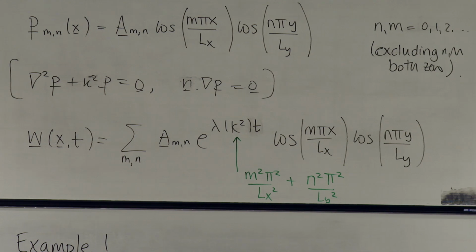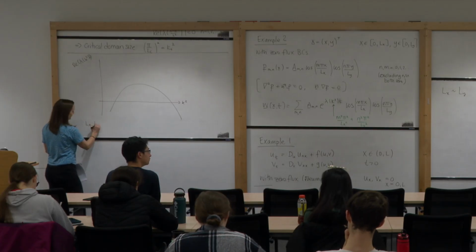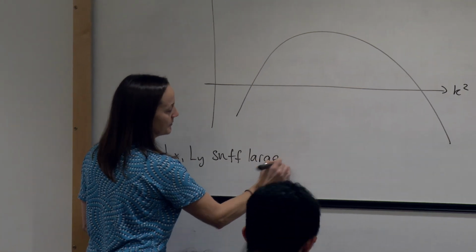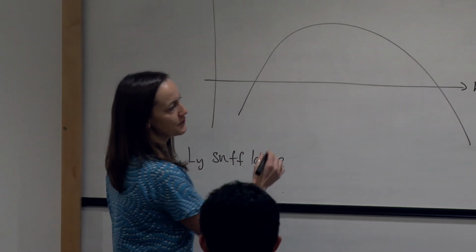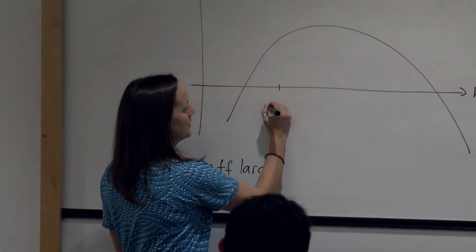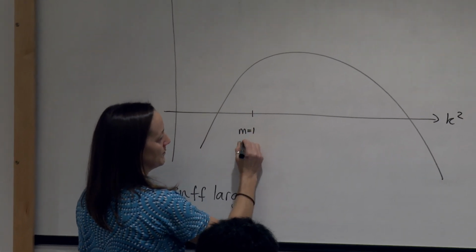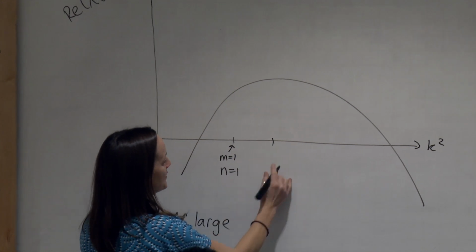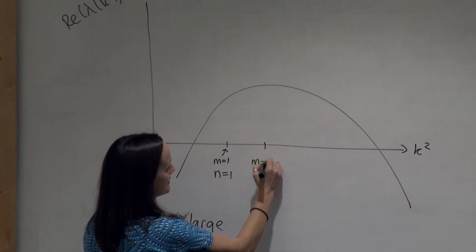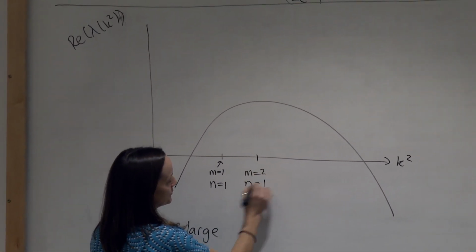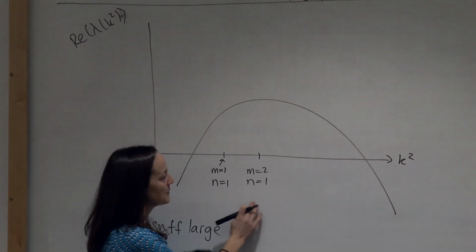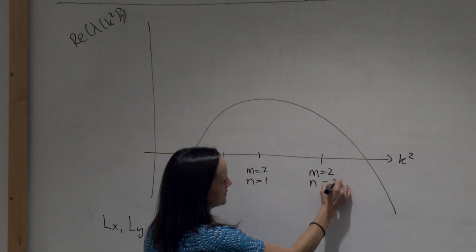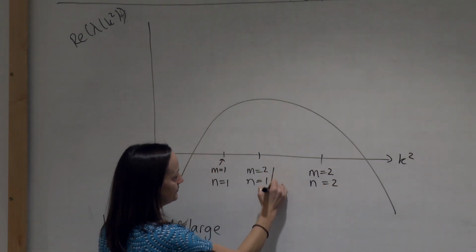So what I hope is that if Lx and Ly are sufficiently large, then I can hopefully choose, for example, m and n both 1, and that points into in here. And then I've got some other points, haven't I? I've got one where m equals 2, n equals 1, or vice versa. They'll sit in the same place. And I might have here as well, m equals 2, n equals 2, for example.